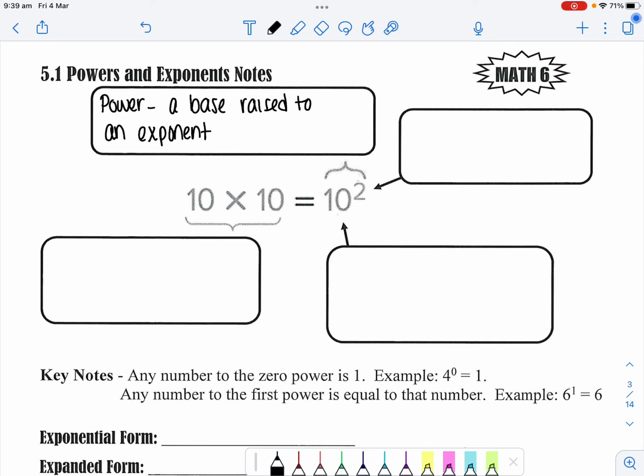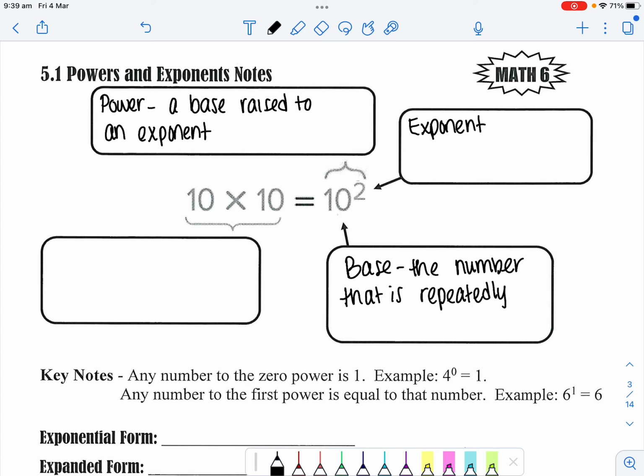So now we're going to talk about those two pieces, okay? This is the exponent, and this is the base, okay? The base is the number that is repeatedly multiplied. And the exponent tells you the number of times to multiply the base.